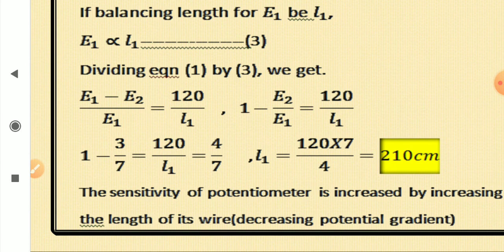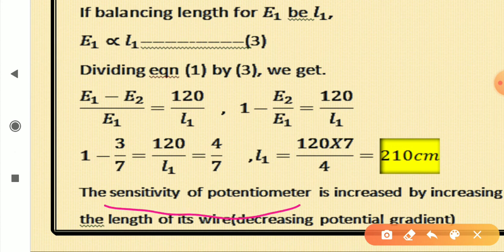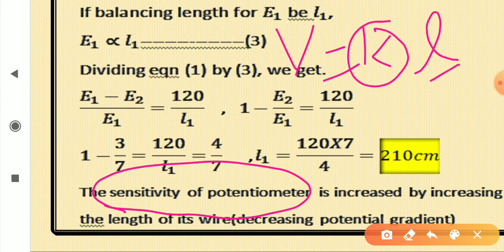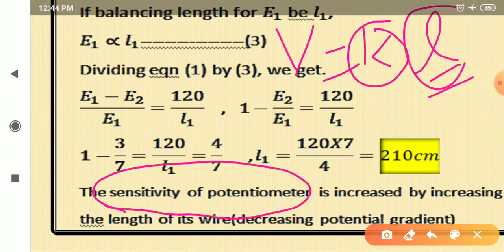Now we have reached the third part. How to increase the sensitivity of a potentiometer. Now what do you mean by sensitivity first? Sensitivity means being able to measure even the smallest potential difference. And V is equal to KL, right? So if this K is small, this L will be large enough to be measured. L should be long enough that we can easily see it.